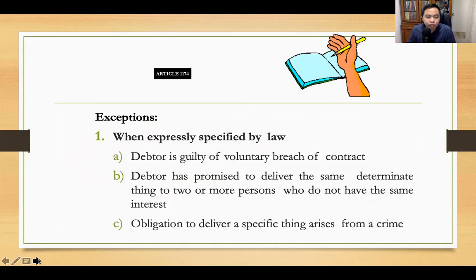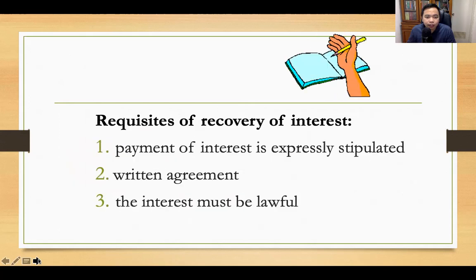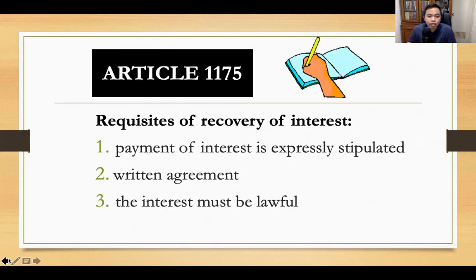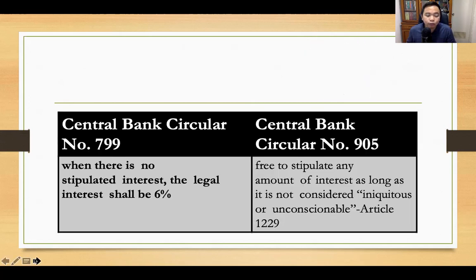This is a repetition of the earlier slide. Take note, class, of the requisites for the recovery of interest under 1175. The payment of interest becomes due only if the parties have expressly stipulated for the payment of interest. There must be a written agreement. The agreement to pay interest must be in writing and the interest must be lawful. Under Central Bank Circular 799, when there is no stipulated interest, the legal interest shall be 6%.